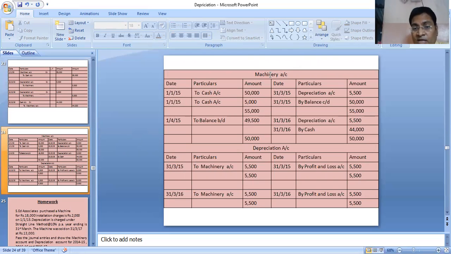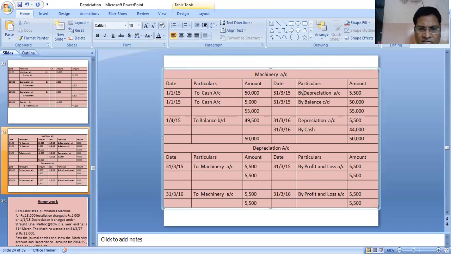Machinery account, when I am opening a ledger: when I purchased on 1/4/14, machinery to cash 50,000, and again on 1/4/14 to cash because of the installation charge 5,000. Total value of the machinery is 55,000, depreciation charged. So by depreciation 5,500, and this is the balancing figure, students. You have to find out the balancing figure over here.